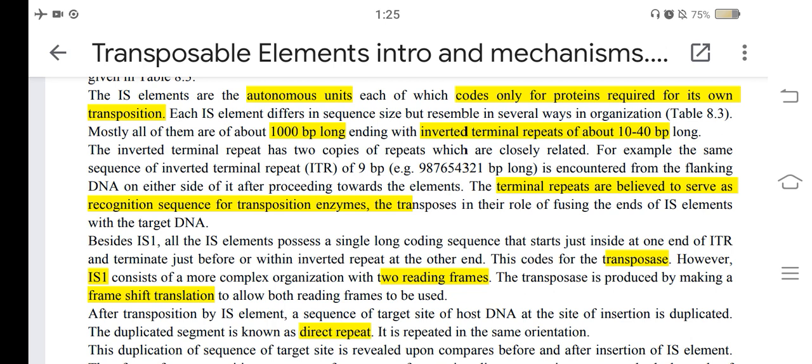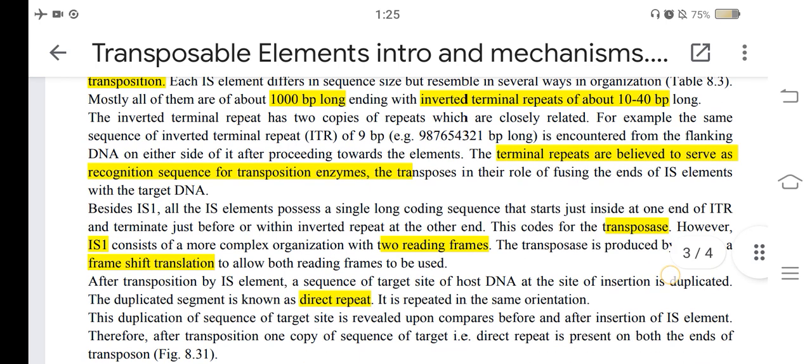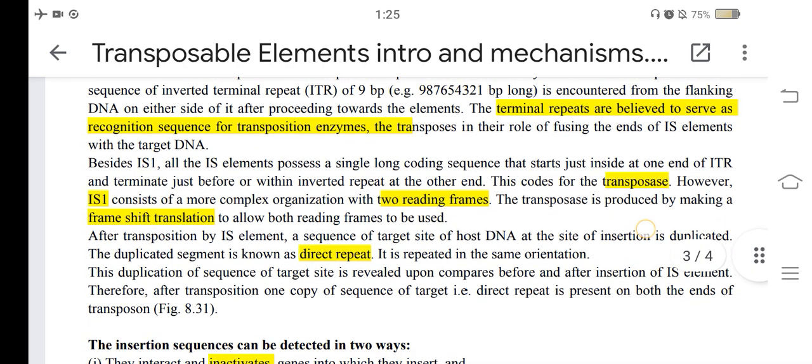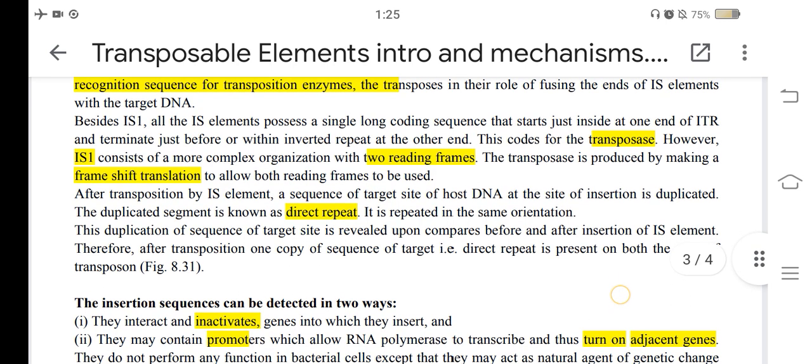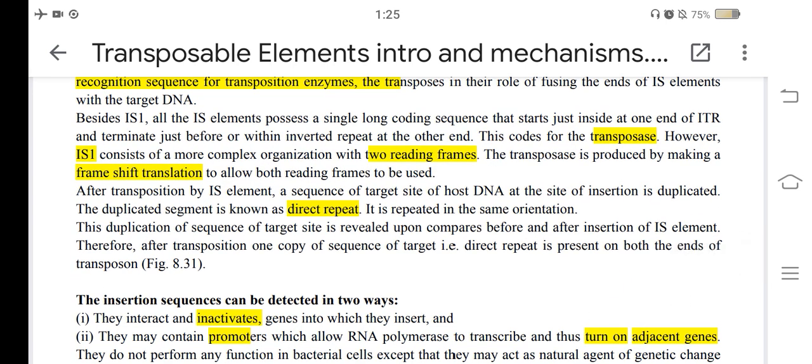The terminal repeats are believed to serve as recognition sequences for transposition enzymes in their role of fusing the ends of IS elements with the target DNA. So besides IS1, all the IS elements possess a single long coding sequence that starts just inside one end of the ITR and terminates just before or after the inverted repeat at the other end. This codes for the transposase. However, IS1 consists of a more complex organization with two reading frames. The transposase is produced by making a frameshift translation to allow both reading frames to be used.